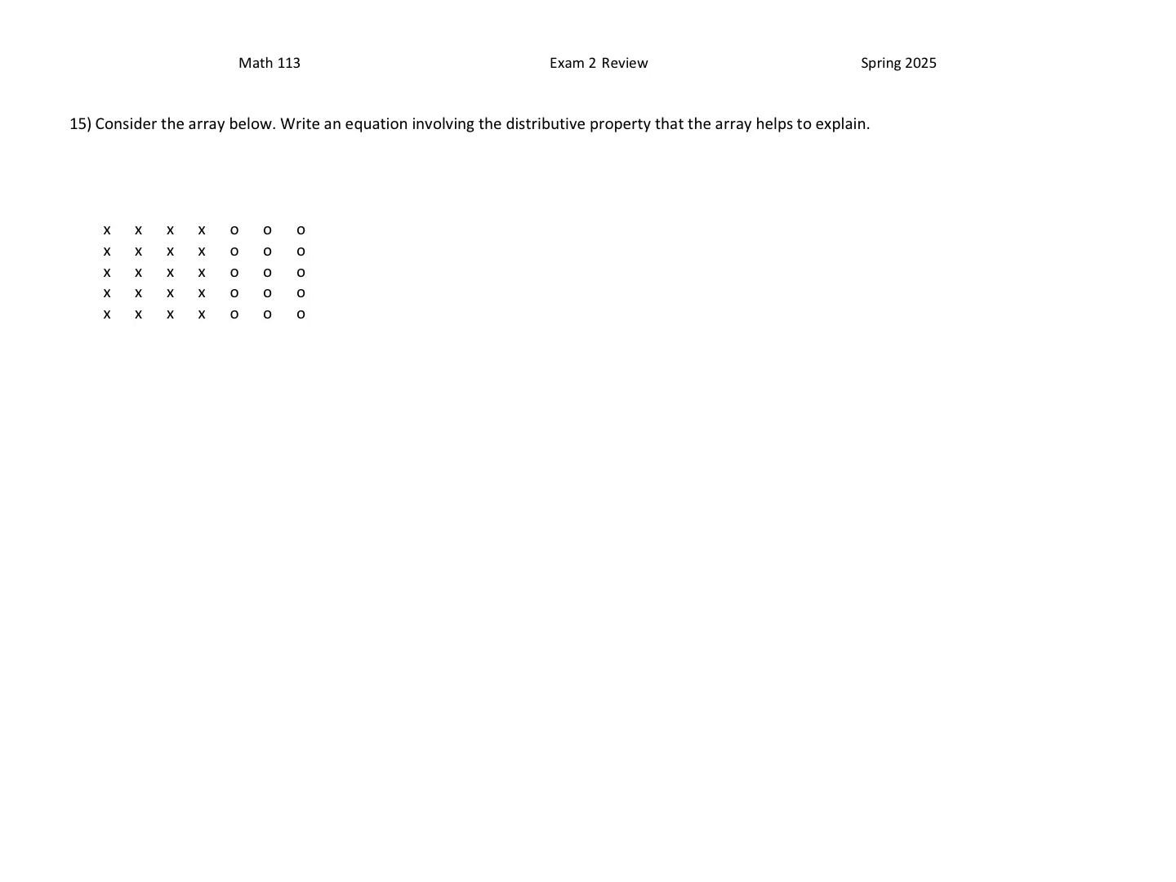Consider the array below. Write an equation involving the distributive property that the array helps to explain. So overall, this is 1, 2, 3, 4, 5 by 1, 2, 3, 4, 5, 6, 7. This is a 5 by 7 array.